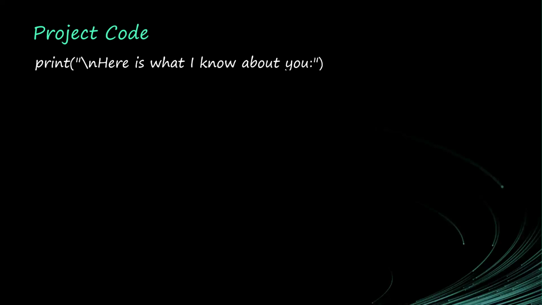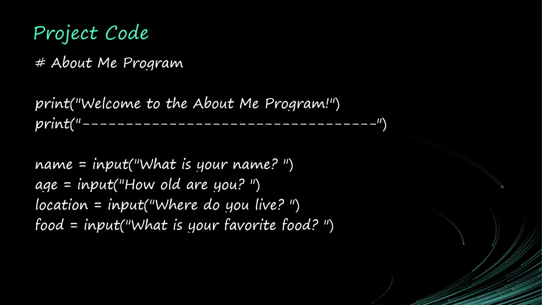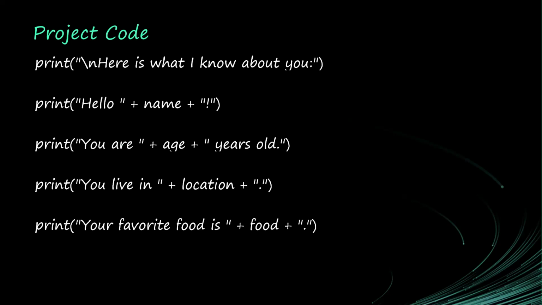So now this is the continuation. You will now print a forward slash, sorry, a backward slash n, and then here is what I know about you. You print hello, the person's name, you are age years old. Just do exactly what you're seeing. You live in location, your favorite food is this. So let me show you again. You start with this one. Enter this code in your code editor. Then enter this one the way it is in your code editor, and then you run it.